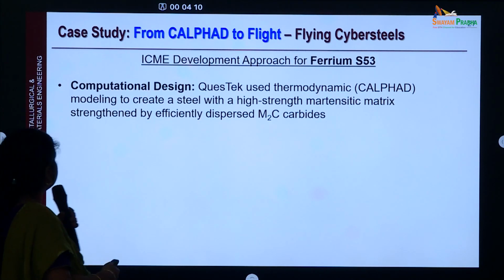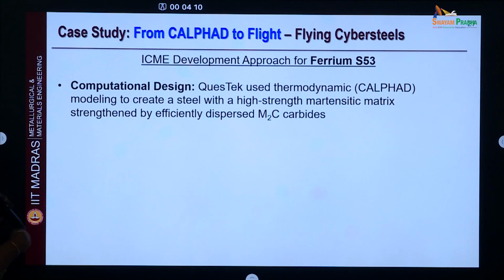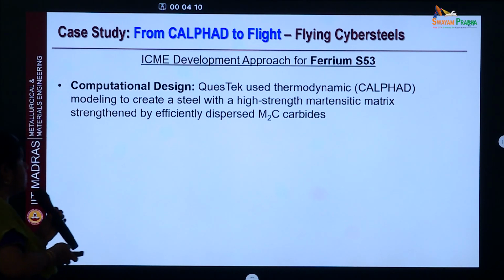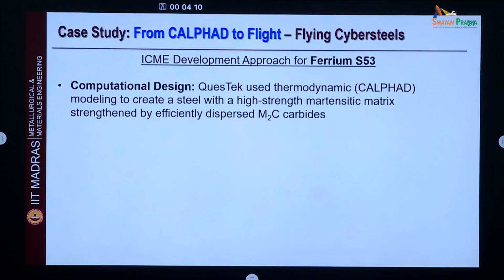So how this was done by Questek is, they used this CALPHAD concept for getting a high strength steel with certain dispersion, that is the precipitate. The precipitate is M2C carbide. And the matrix is something known as a martensitic matrix.